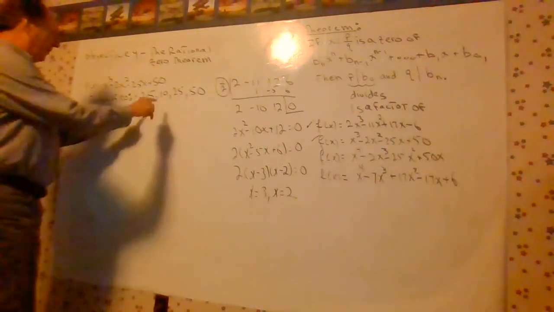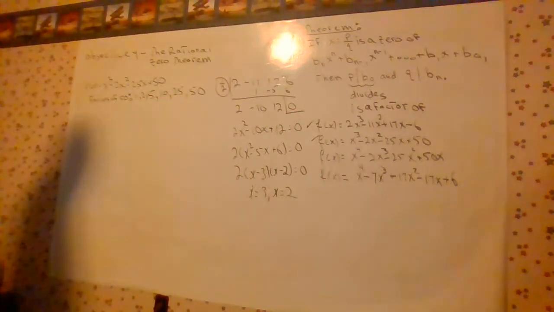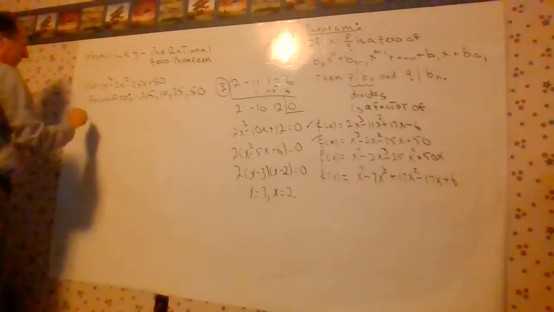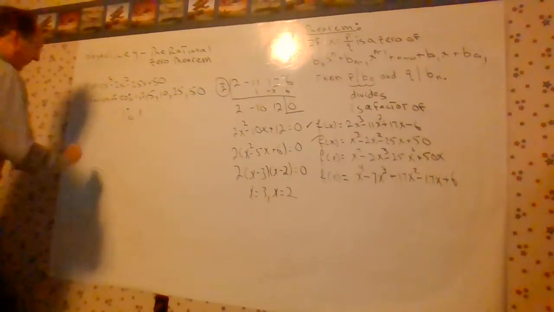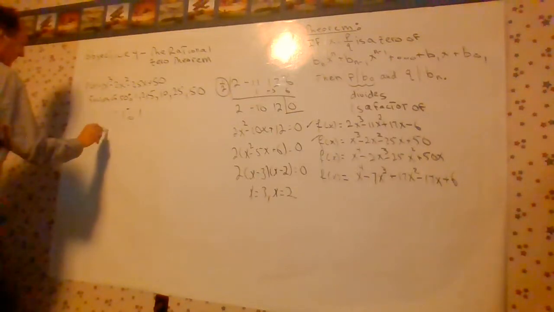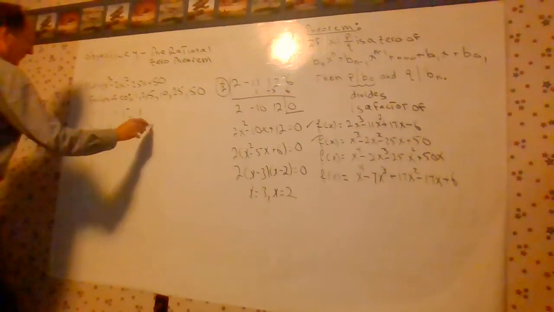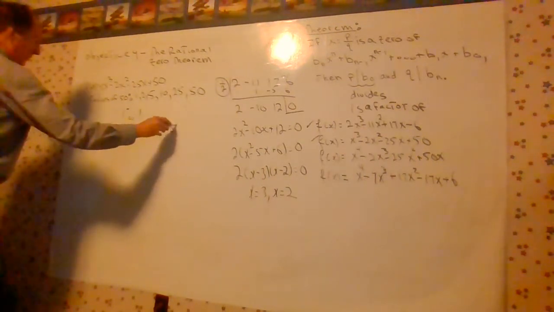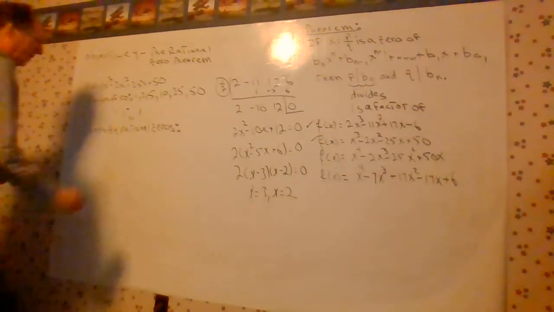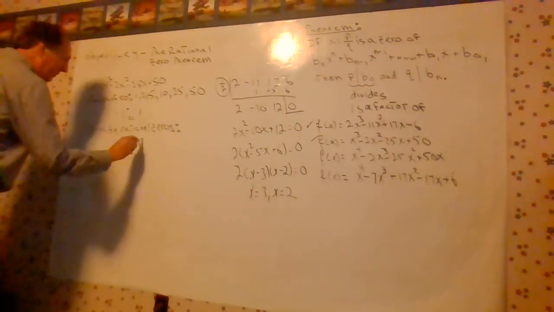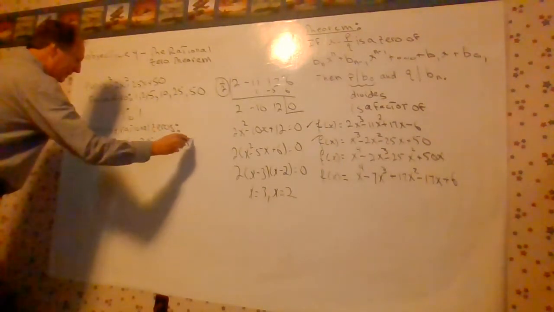Now, can you compare these up? 5 times 10, 2 times 25, 1 times 50. Factors of 1 are just 1. So possible rational zeros are plus or minus 1, 2, 5, 10, 25, 50.